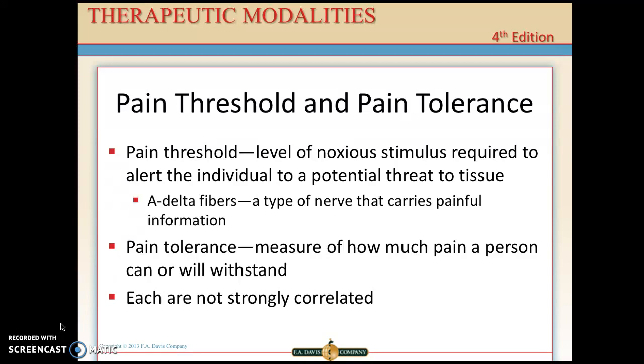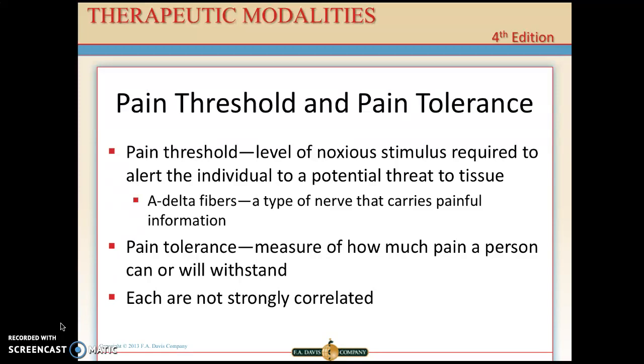Now, pain tolerance then is a measure of how much pain a person can or will withstand before they withdraw from that pain. So you may know that something hurts, but you may not immediately withdraw from it. You may decide that you can put up with the pain, and how much pain you're going to tolerate depends on a number of different factors.